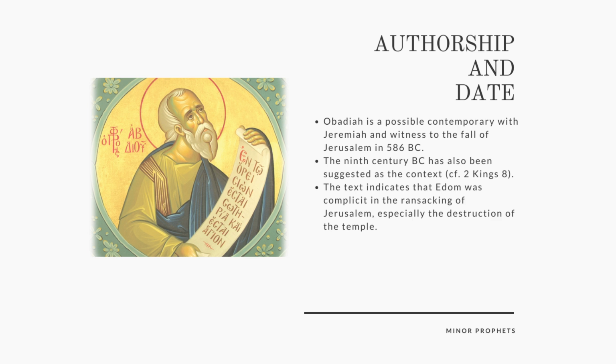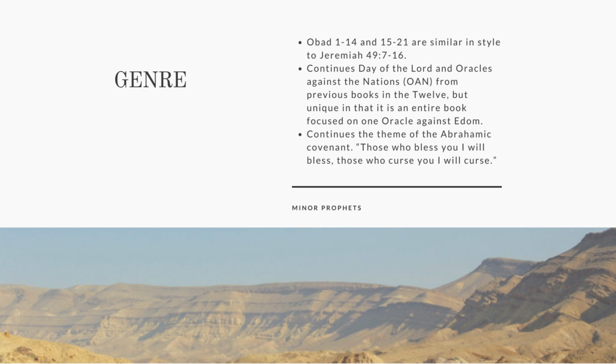Authorship of Obadiah. Obadiah is a possible contemporary to Jeremiah and a witness to the fall of Jerusalem at the hands of the Babylonians in 586 BC. The 9th century BC has also been suggested because of the context of 2 Kings 8. Then you have the text indicating that Edom was complicit in the ransacking of Jerusalem, especially in the destruction of the temple.